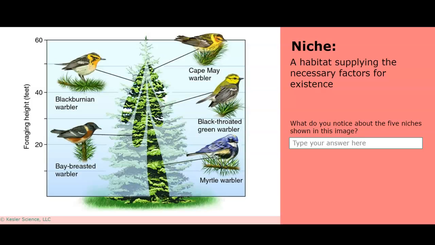Here, this is called a niche, and that is a habitat that supplies the necessary factors for existence. So based on the height of this tree, different birds can forage. That means get food. So this tree is a niche. And answer the question about what do you notice about these niches?